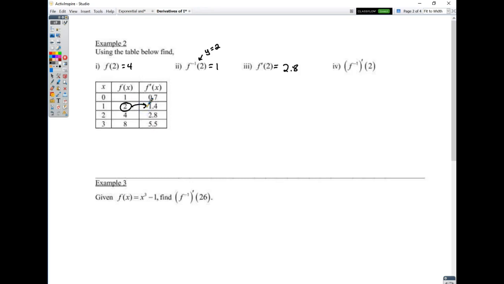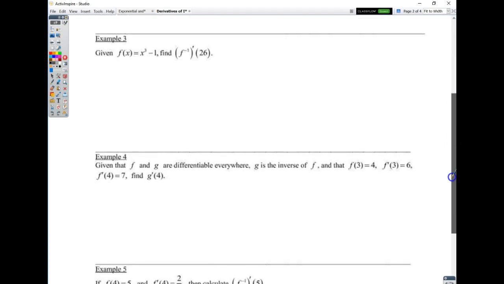Now that's not the case. Remember that this right here is dy dx, and this is asking for dx dy, or the reciprocal. So when the y is 2, I have an f prime of 1.4. My inverse is 1 over 1.4, and I am done. Whew.